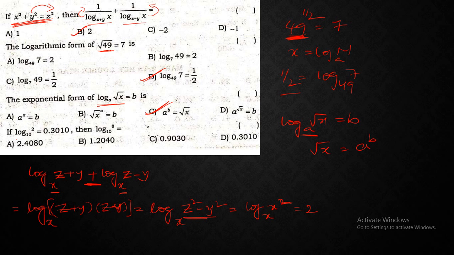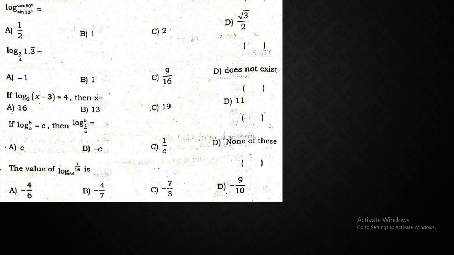Next, log 2 to the base 10 is equal to 0.3010. Now what is he asking? Log 8 to the base 10. So 8 I can write as log 2 cube, right? So 2 cube to the base 10. By using power rule, I can write it as 3 log 2 to the base 10. So already we know the log 2 to the base 10 value. So 3 into log 2 to the base 10 value is 0.3010. So when I multiply with 3, this becomes 0.9030. So clearly the answer is 0.9030. Next, moving on to one more question.